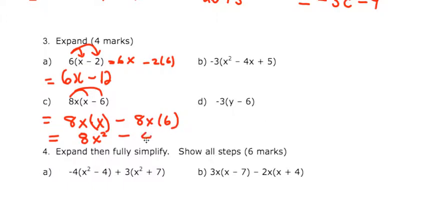6 times 8 is 48. So you multiply the numbers together, and then you multiply the letters together. So the constants are multiplied together, so 8 times 6 is 48. It's negative 8, actually, so it's negative 48. And x, there's only one of them, so that's x.